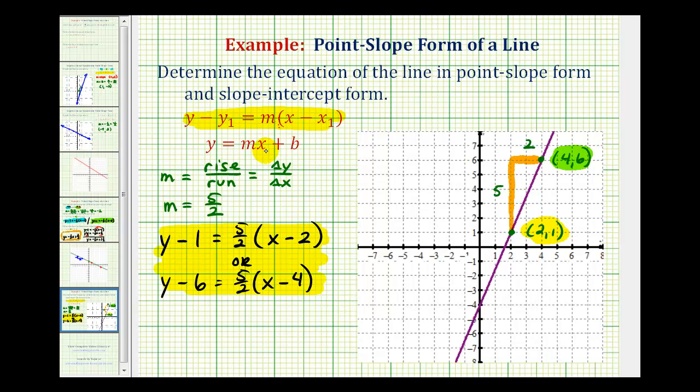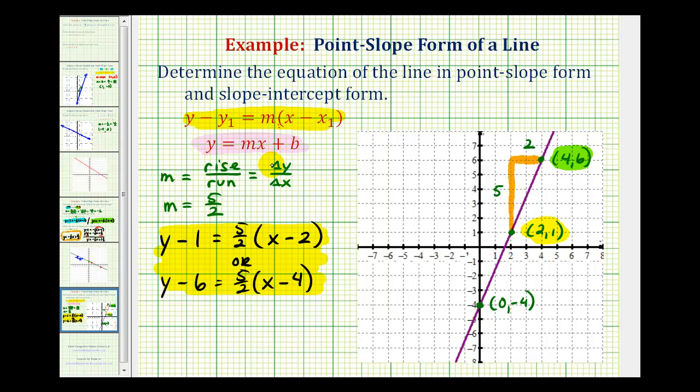And then for slope-intercept form of a line, we already know the slope, but we still have to identify the y-intercept. Well, the y-intercept is this point here, where the line crosses the y-axis with coordinates 0, negative 4. So b would be equal to negative 4.